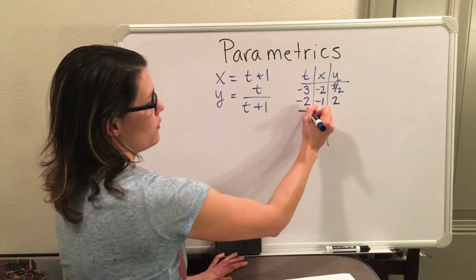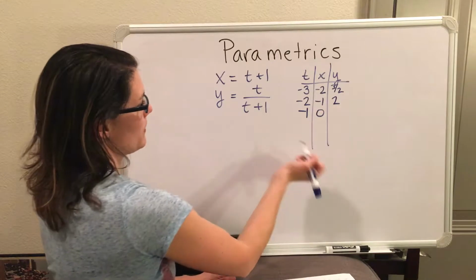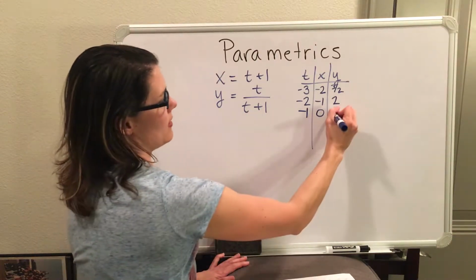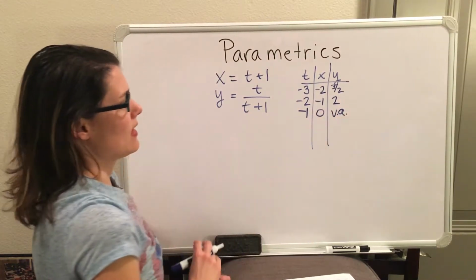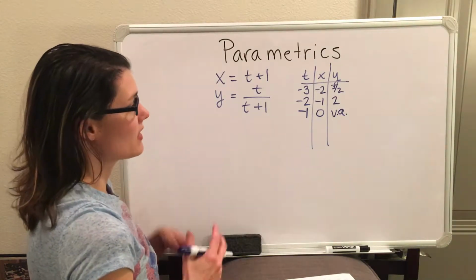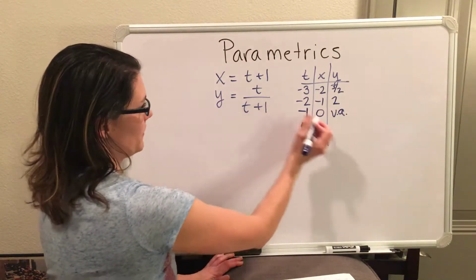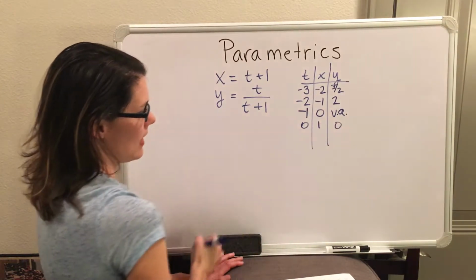And then I'll pick -1. If I plug -1 into x, I'll get 0. But if you plug it into the y equation, you actually get an undefined, and that tells you that you're actually going to have a vertical asymptote at that value. And then make sure you pick some positives as well. A 0 is always a good one to try. You'll get 1, 0 in that case.